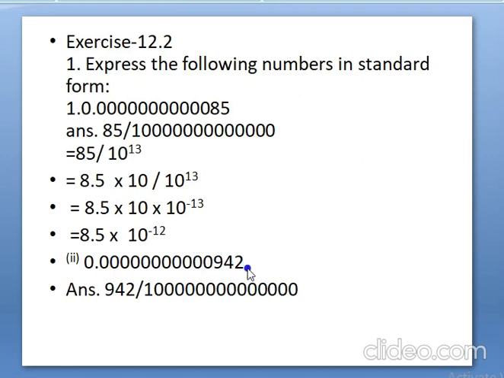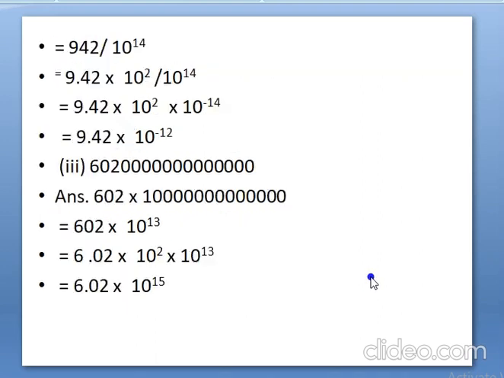Now the second question is 0 point, then you have zeros, and afterwards 942. We will write that in the fraction part, 942 divided by 1 followed by that many zeros. After the decimal, however many digits there are, that many zeros we will keep. That is equal to 942 divided by 10 raised to the power 14.